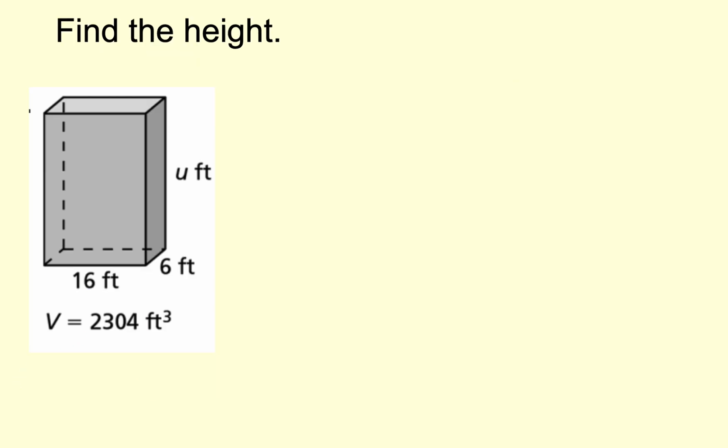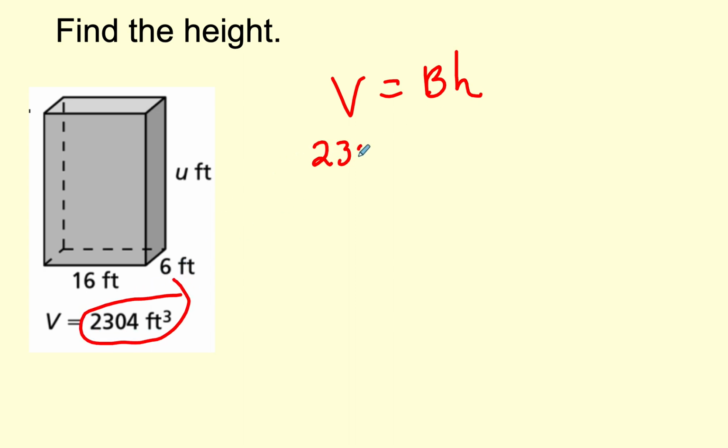One last problem. Let's go ahead and find the height. So the volume is equal to the area of the base times the height. We are given the volume. So this is 2304. The area of the base, remember this base is a rectangle, and it's 16 by 6, which is 96. And we're looking for the height, which happens to be u.